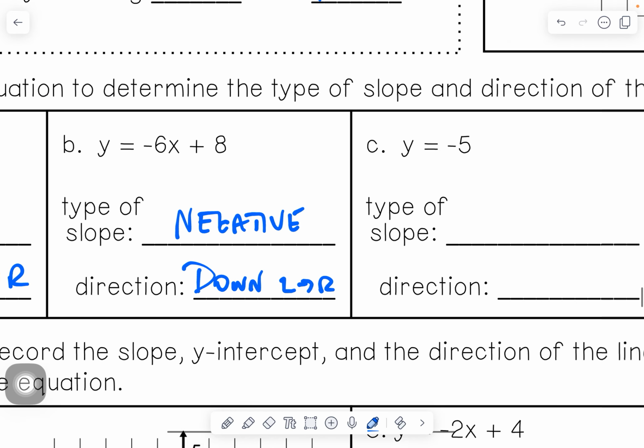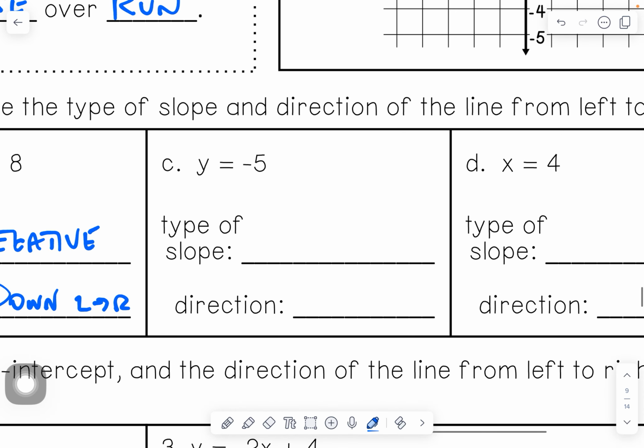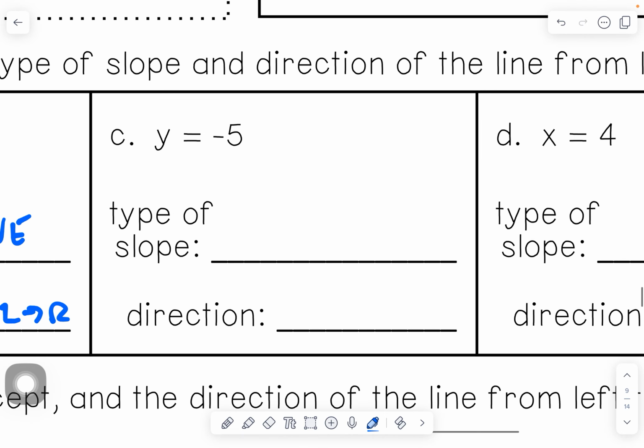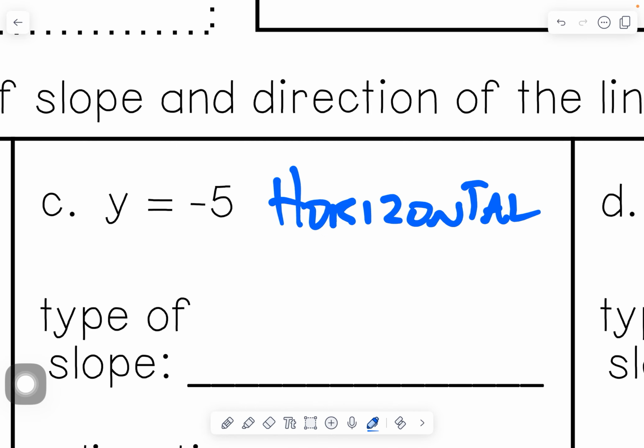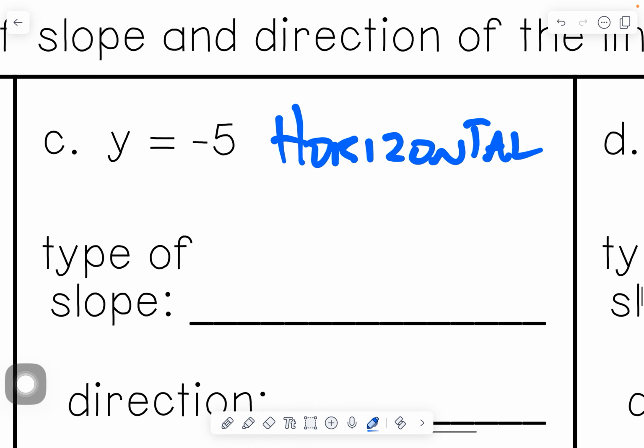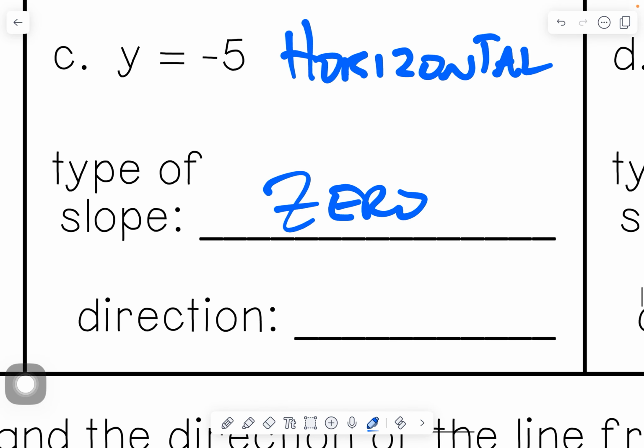All right, and then we have our special cases where we don't have an m and a b. Okay, so where it's just y equals a number, this is always going to be a horizontal line at whatever that number is. Okay, so the slope here would be 0. All right, and the direction is horizontal.